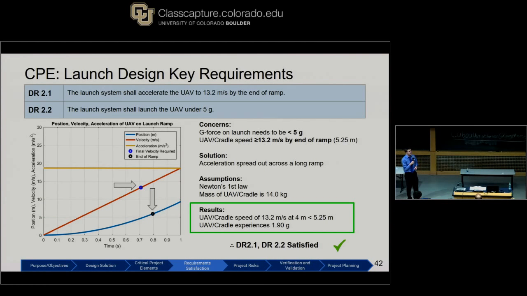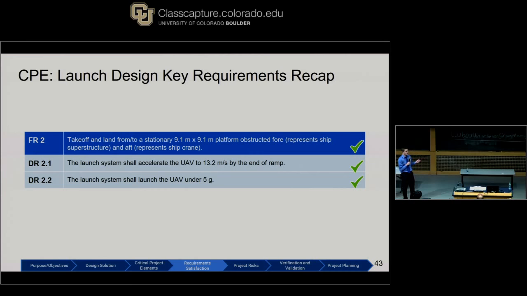The derived requirements are to launch the system to 13.2 meters per second before the end of the rail, and also have the aircraft sustain under 5 Gs. As you can see here on the left with our calculations for energy and force, the UAV will reach a speed of 13.2 meters per second at 4 meters, which is less than the 5.25 meter ramp length, and the UAV in cradle experiences 1.9 Gs throughout the launch, satisfying both of our derived requirements. So in conclusion, for the launch system, both functional requirement 2 and its associated derived requirements have been met.